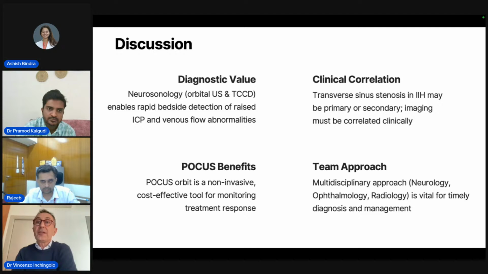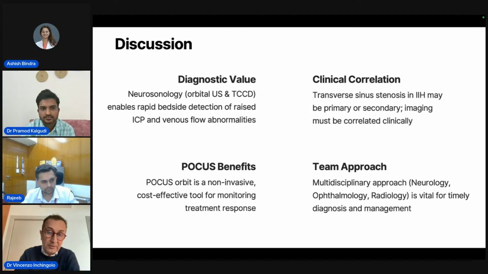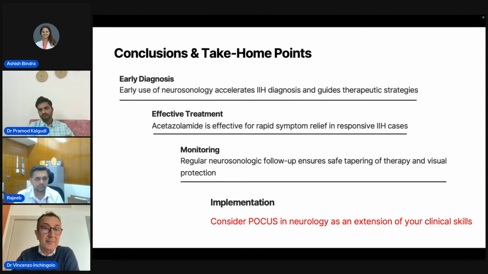First, the diagnostic value of neurosonology, orbital study, and TCCD study that enables rapid bedside detection of raised ICP and venous flow abnormalities. And the clinical correlation is important because transverse sinus stenosis in this case may be primary or secondary, and imaging must be correlated clinically. And POCUS benefits: POCUS Orbit is a non-invasive, cost-effective tool for monitoring treatment response. And also important, the multidisciplinary team approach is vital for timely diagnosis and management.